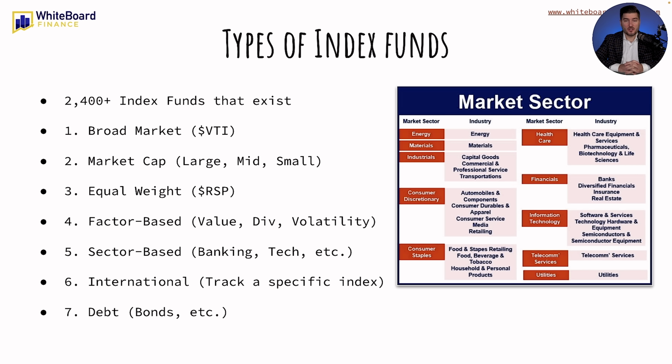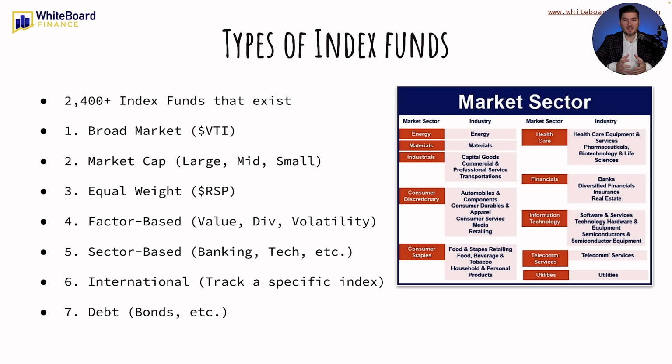I did a little bit of research before this video, and there are actually 2,400 index funds that exist that are able to be traded on public markets. The first type that we have here is the broad market, ticker symbol VTI, for example. This is Vanguard's total stock market index fund. This contains over 4,000 different companies. So 4,000 different publicly traded companies is designed to mimic the broad market as a whole.